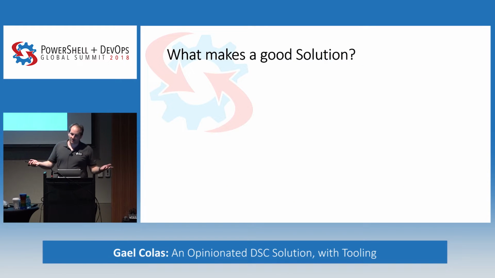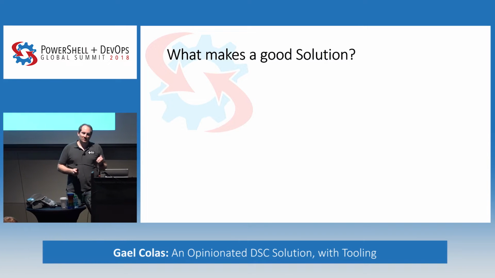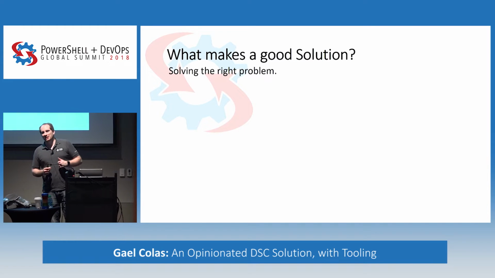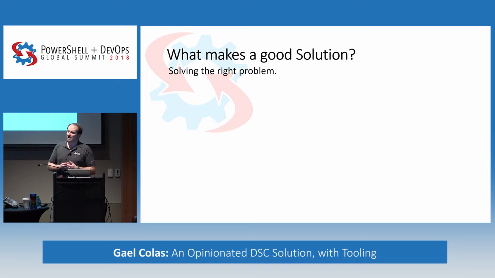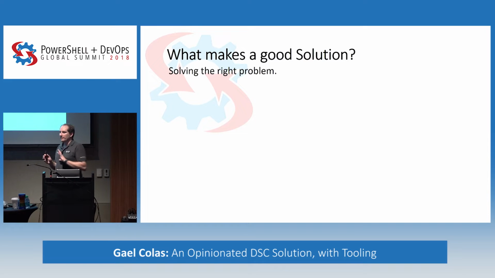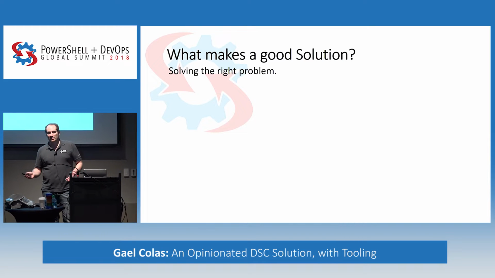So what's a good solution? Because the talk is about a DSC solution, right? What's a good solution? Well, the first thing is solving the right problem. If you don't solve the right problem, you can buy a very expensive solution, but if it doesn't solve your problems, you're going to say, well, this is not a good solution, right? So the key is to find your problem and try to solve it, whether it's DSC or any other configuration management.